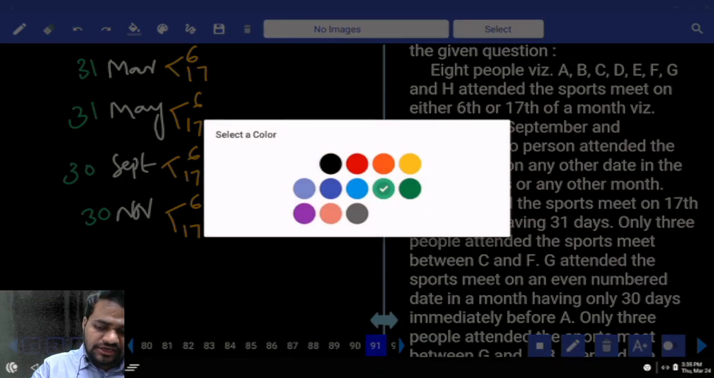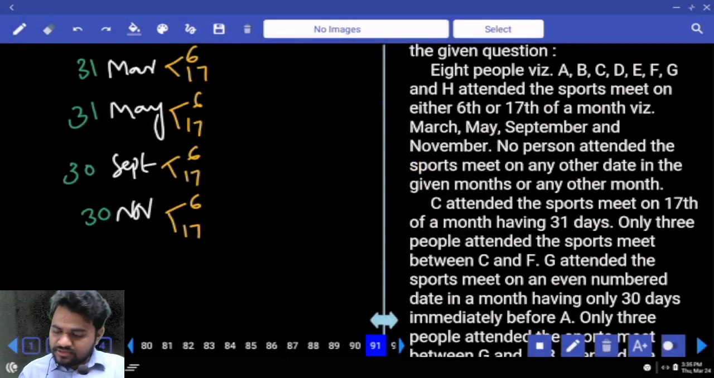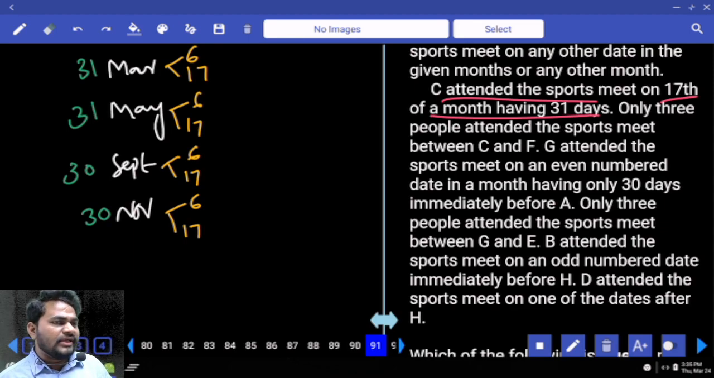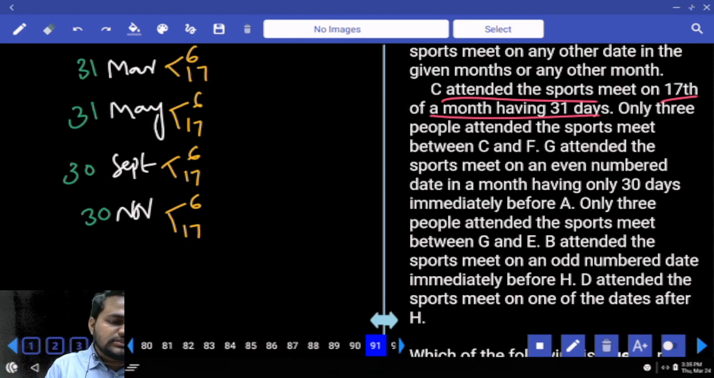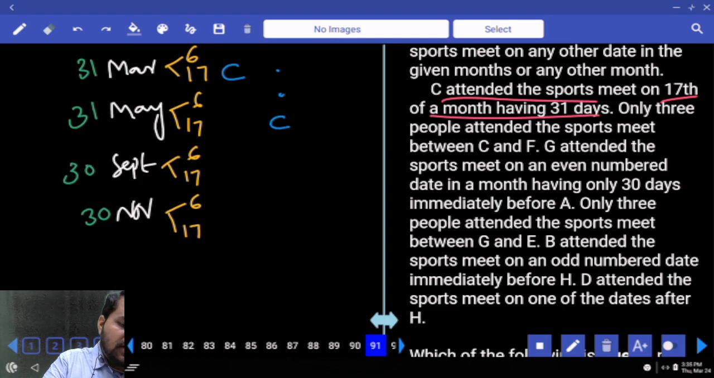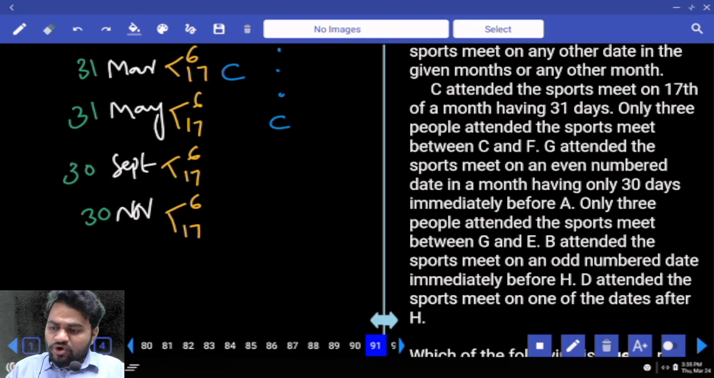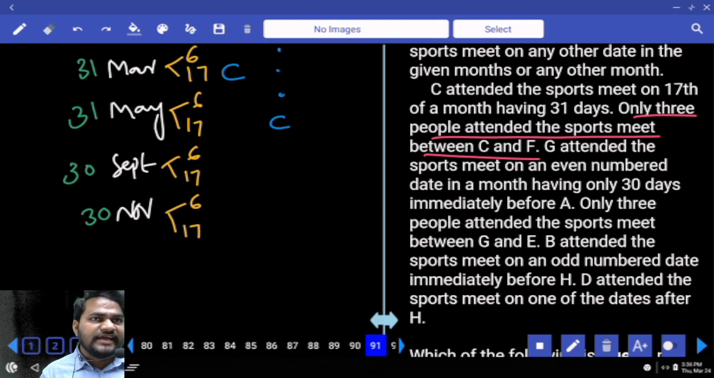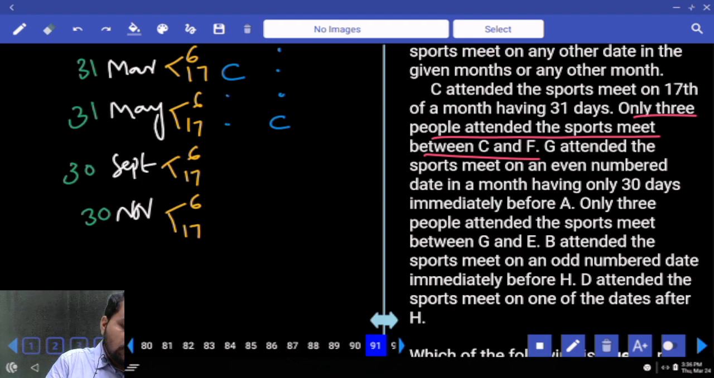Right, now here. C attended the sports meet on 17th of a month having 31 days. 31 days means we have 2 months, but 17th means maybe March 17th or May 17th is possible. Next, only 3 people attended the sports meet between C and F. Only 3 between C and F. First possibility: 1, 2, 3 and then it is the place of F. Second possibility: 1, 2, 3, it is the place of F. By chance F is not possible, about to C.